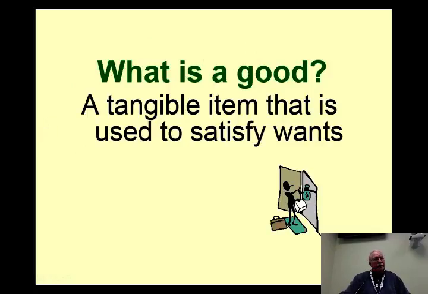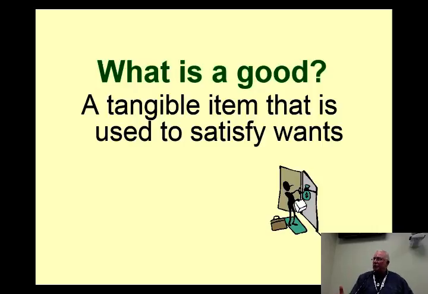What is a good? Again, some vocabulary here. A tangible item that is used to satisfy wants. Now, as you recall, a lot of what we do in economics is vocabulary. Economics can be like a foreign language, and it's important for you to understand the certain terms. And sometimes you'll see a word that you've never heard before, but sometimes you'll see a word that you've heard before, and society uses it in a certain way, but in the field of economics, we use it in a different way. So it's important for you to know the vocabulary.